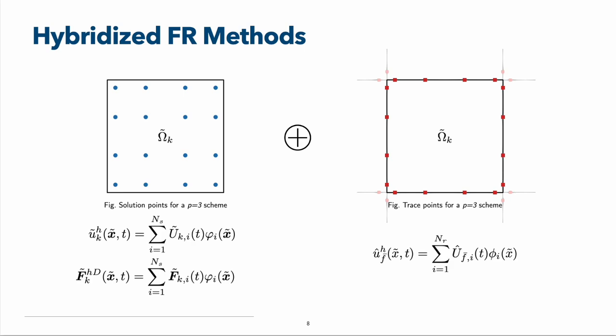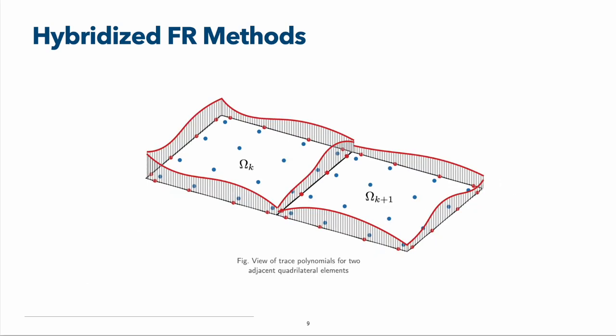In order to hybridize the method, we need to add, in addition to these solution points, another set of points that are globally placed on the faces of the computational domain, such as the squares that we see here on the right side of the slide. The points here hold values of a new unknown that we call u hat, and they interpolate polynomials of a lower dimension on each of the faces of the computational domain. So we have in this slide a view of what those trace polynomials could look like for two adjacent elements.